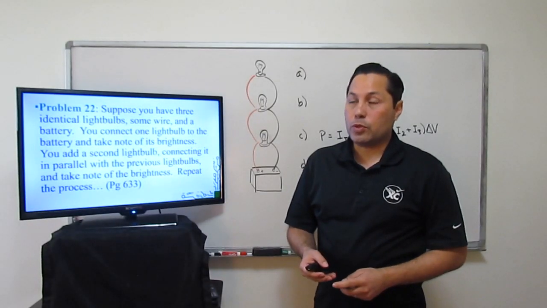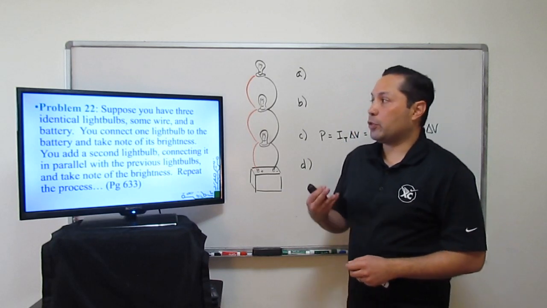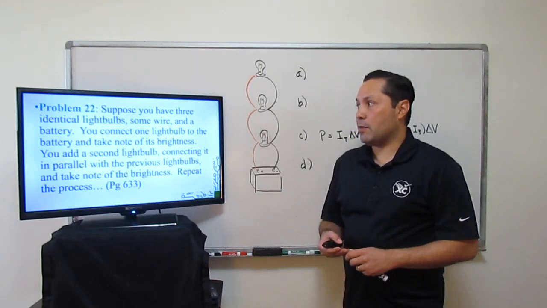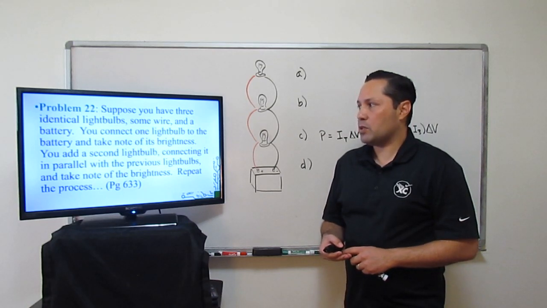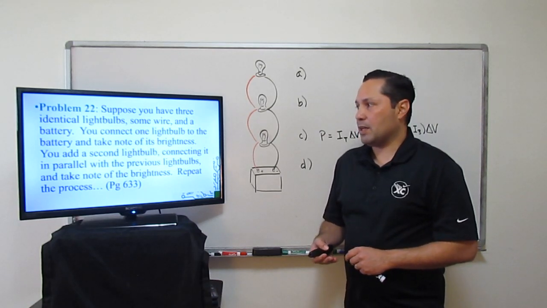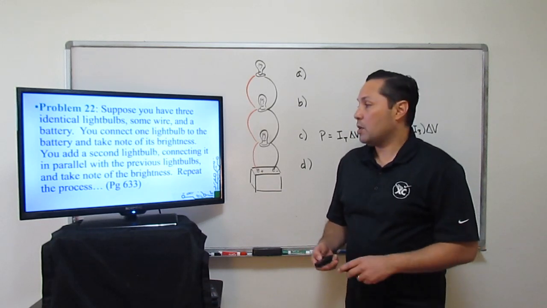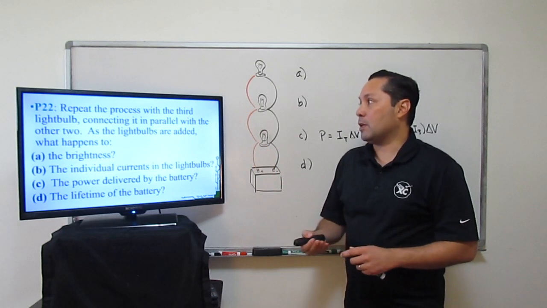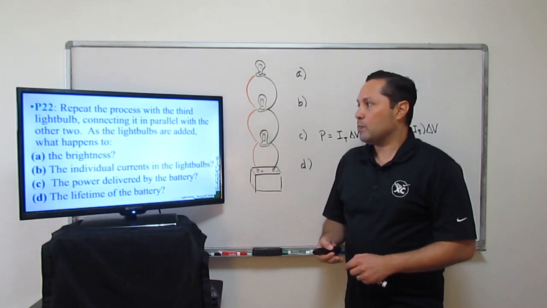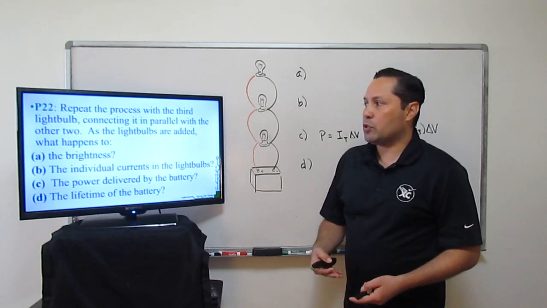In problem 22, you're asked the following question. Suppose you have 3 identical light bulbs, some wire, and a battery. You connect one light bulb to the battery and take note of its brightness. You add a second light bulb, connecting it in parallel with the previous light bulb, and you take note of its brightness. Repeat the process with a third light bulb, connecting it in parallel as well with the other 2. As the light bulbs are added, what happens to A?